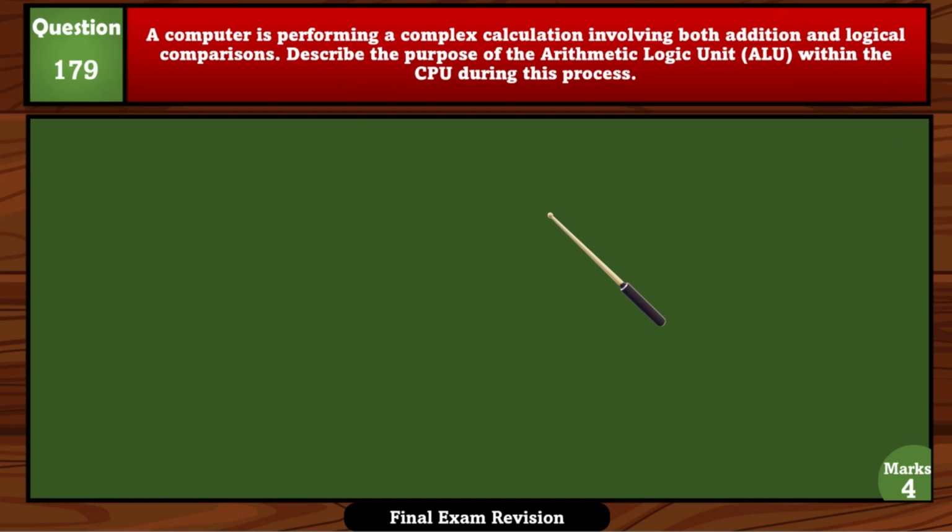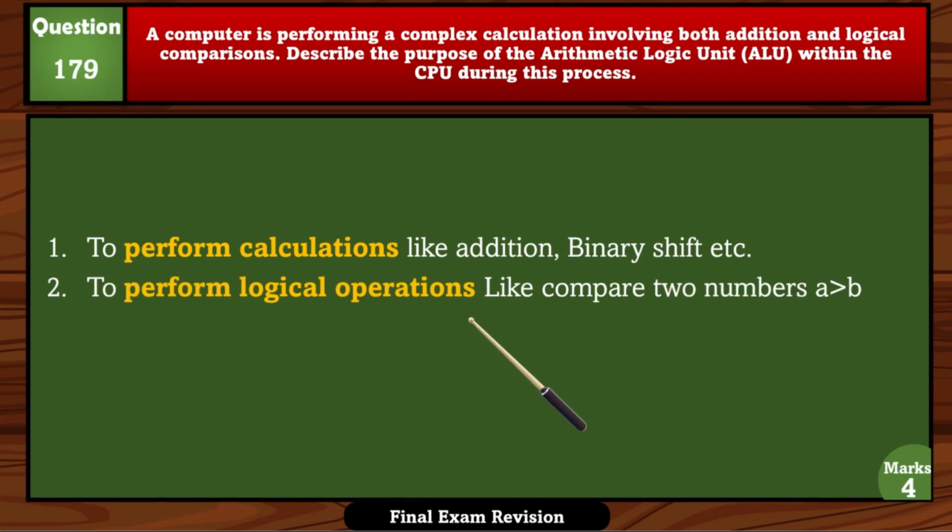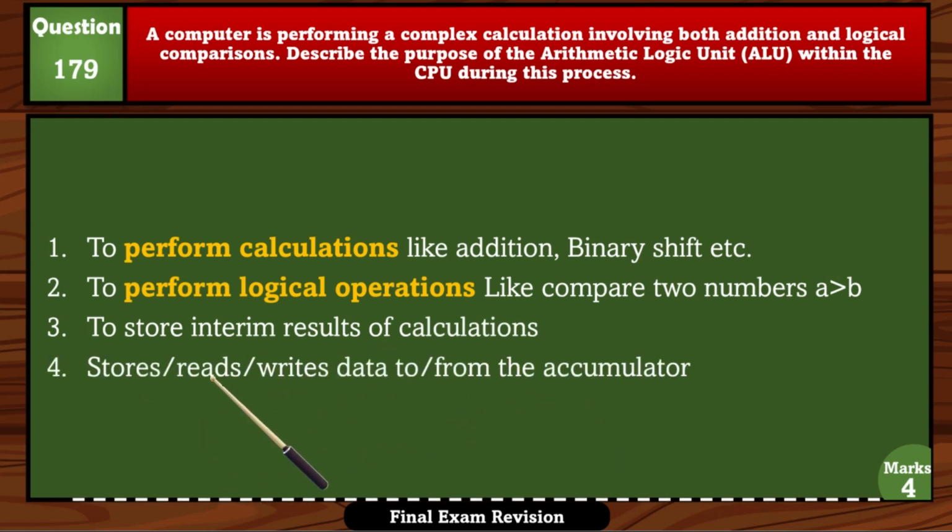Question 179. A computer is performing a complex calculation involving both addition and logical comparison. Describe the purpose of the arithmetic logic unit within the CPU during this process. So the ALU is used to perform calculations like addition, binary shift, etc. It is used to perform logical operations like comparing two numbers, for example, A is greater than B, and to store interim results of calculations and to store, read, write data to or from the accumulator register.